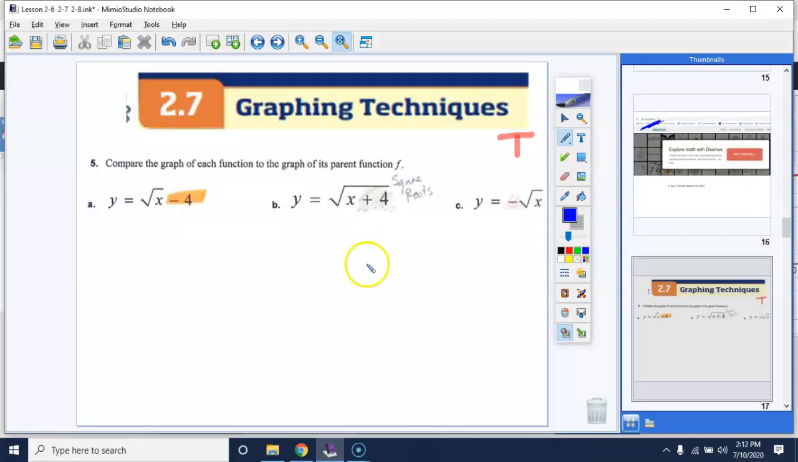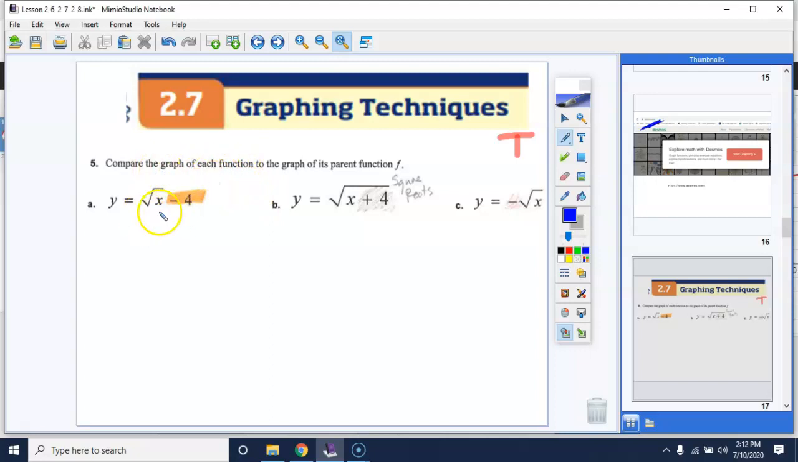Lesson 2.7. Look, in lesson 2.7, we are going to do so much graphing. The main task of this lesson is to find the transformation. What happened there? Did it move up, move down? Is it a stretch or shrink? That's my basic question here.